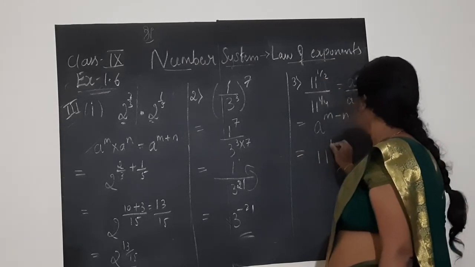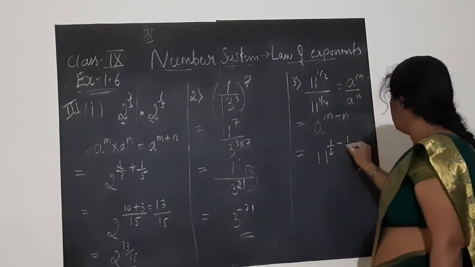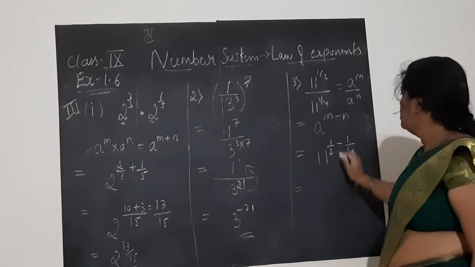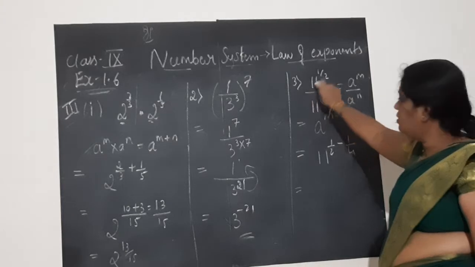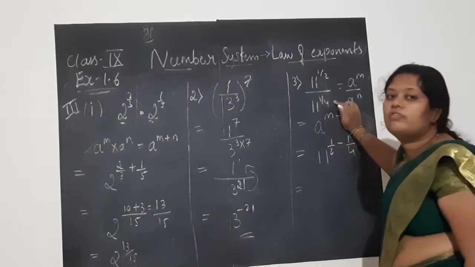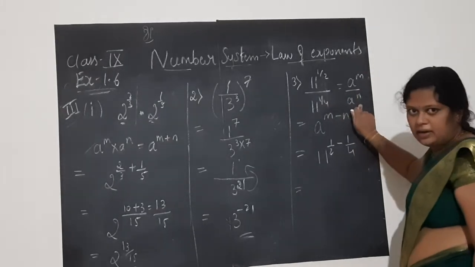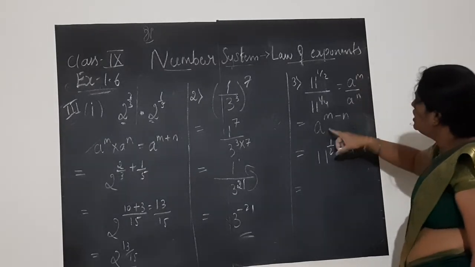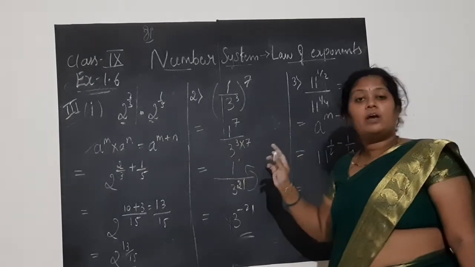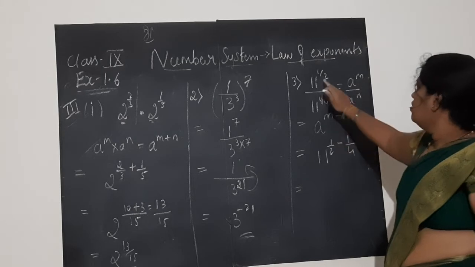M minus n. M here is half. First the numerator power is half minus the denominator power is 1 by 4. So what was the question? 11 to the power half by 11 to the power 1 by 4 was given. If you compare this with the law of exponents, it is of the form a power m divided by a power n. A power m by a power n is a to the power m minus n. Here children, as I am writing for each formula which law I am applying, you should also write a power m minus n. What is m here?